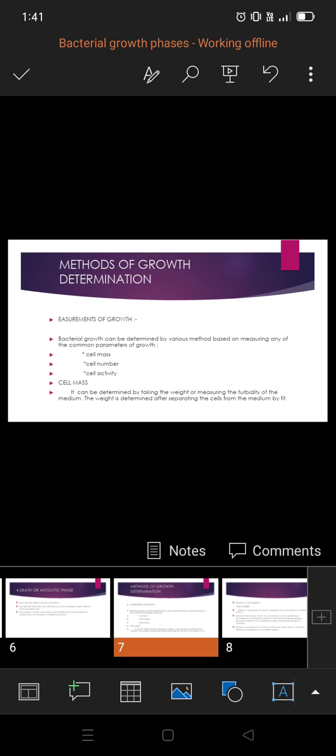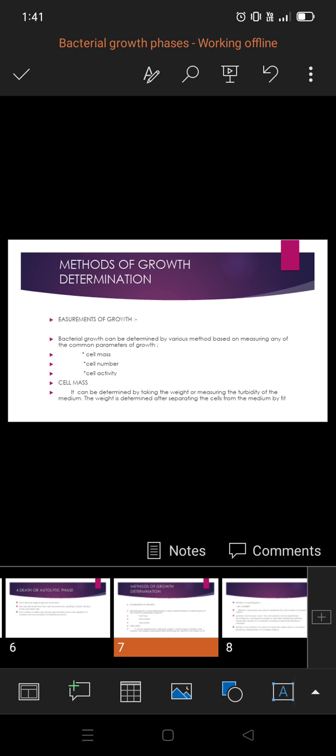Methods of growth determination. The first one is measurement of growth. Bacterial growth can be determined by various methods based on measuring any of the common parameters of growth: the cell mass, cell numbers and cell activity.